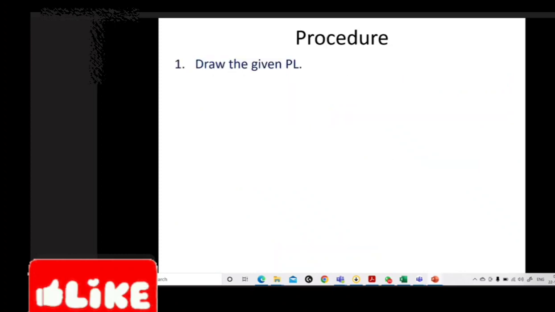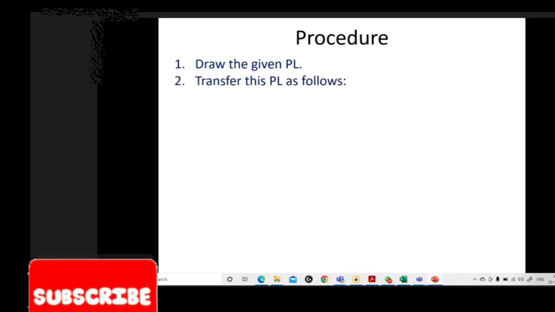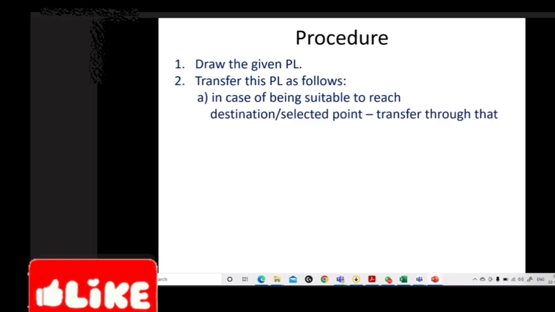Now, what method will we follow? You will draw the given PL. Transfer this PL as follows, depending on the requirement of the question. In case of being suitable, to reach a destination or selected point, transfer through that point. So if somebody says you need to reach the pilot boarding ground or you need to reach point Y, which is on the chart, what will you do? You transfer a parallel PL through that point, which is your destination point, if the destination is known. Correct? That could be one situation.